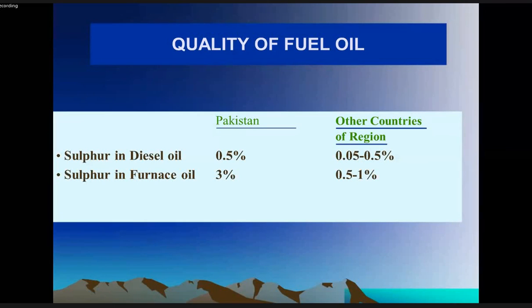Regarding the quality of fuel oils, sulfur should be less than 0.05 as recommended, and up to a maximum of 2.5. In other countries it is so, but in Pakistan sulfur in diesel oil is 0.5 and sulfur in furnace oil is 3%, which should not be more than 1%. This is the quality of fuels that we are using here. So when we use this type of fuel, it will excrete more sulfur dioxide in the atmosphere, and then we have to confront all the issues caused by these air pollutants.